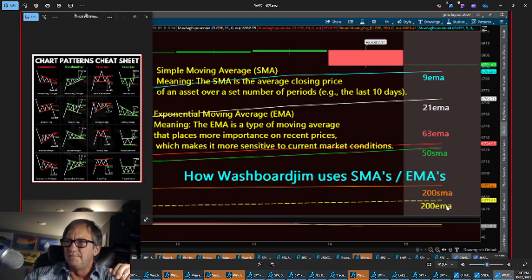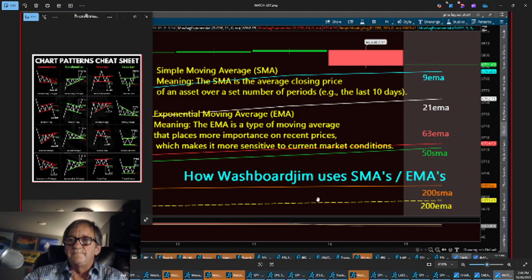But we've got the 200 EMA, the 200 SMA, the 50 SMA, the 63 EMA, the 21 EMA, and the 9 EMA. The EMAs are the fast moving averages for day traders and scalpers, and the SMAs are more of a period time frame of 10 days to 20 days that are also good when it comes to looking at different time frames. Use them all in different time frames.